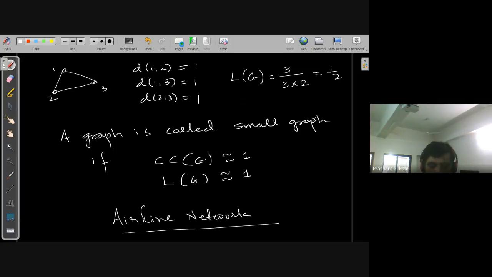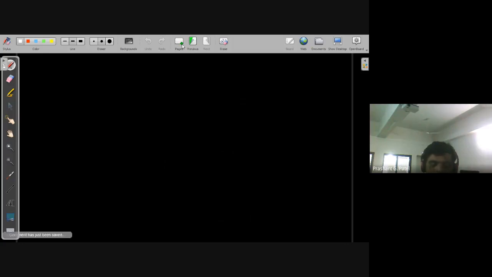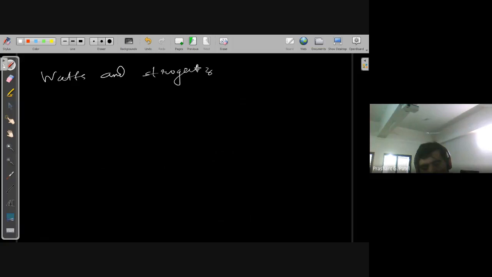A random graph is also based on the small world graph, and Watts and Strogatz published a paper in Nature in 1998, where they introduced the concept of this small world graph. In it, they produced a graph and rewired certain things.